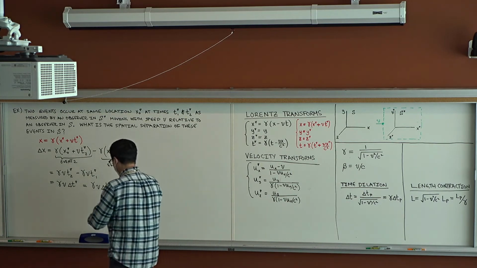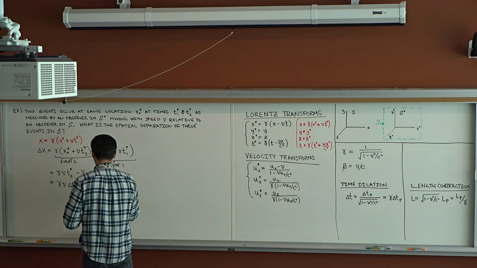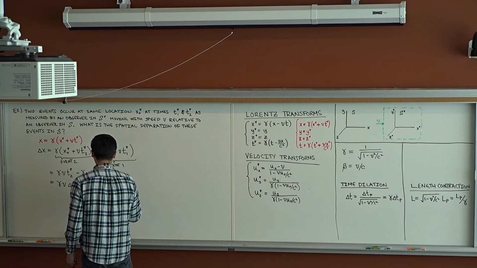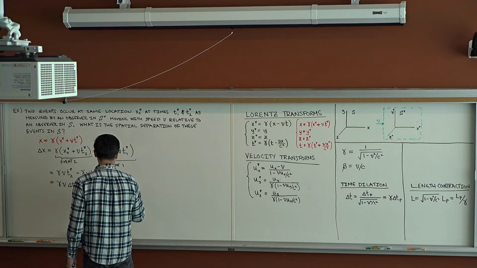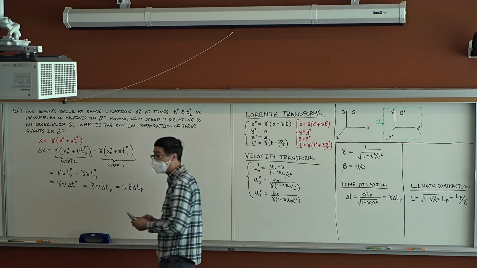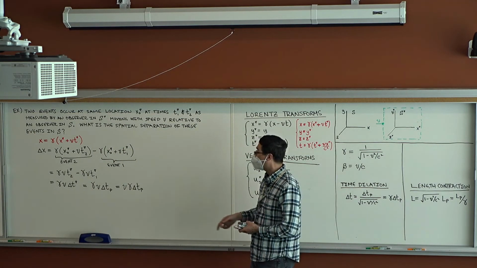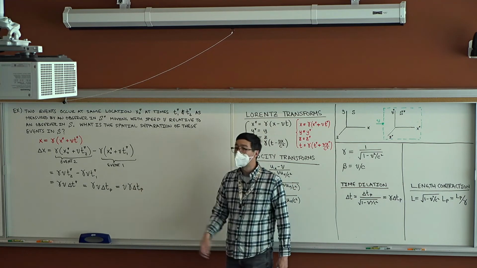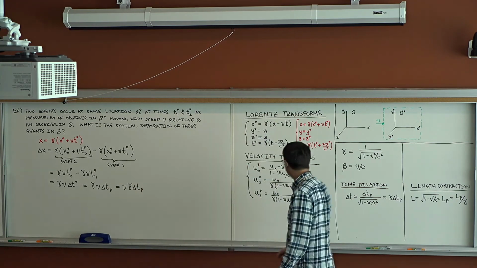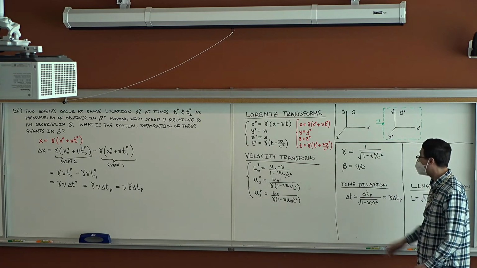But I can shuffle this around. I can say that this is v times gamma times delta t proper with no penalty, right? But what is gamma times delta t proper? It's just delta t.